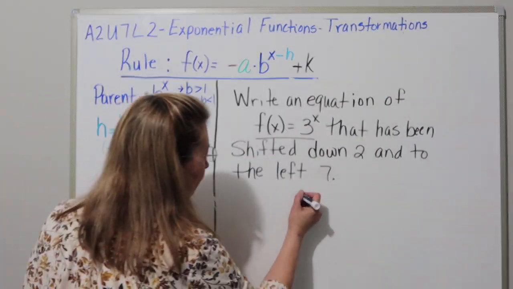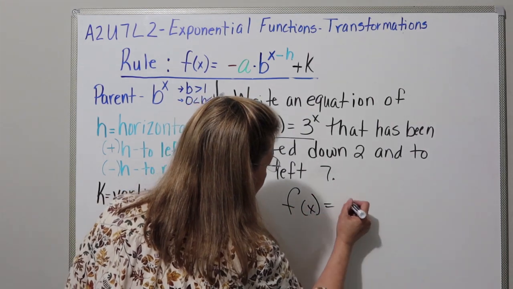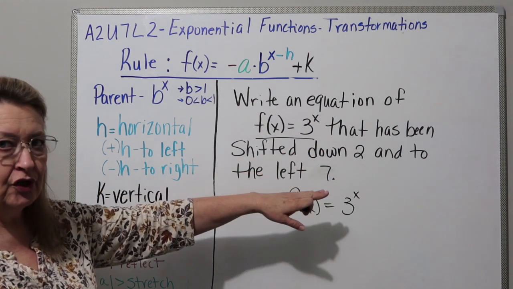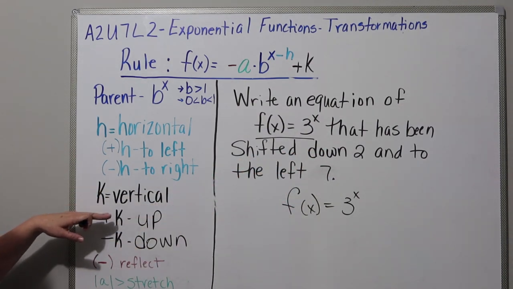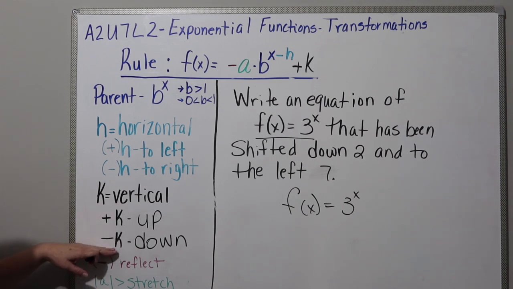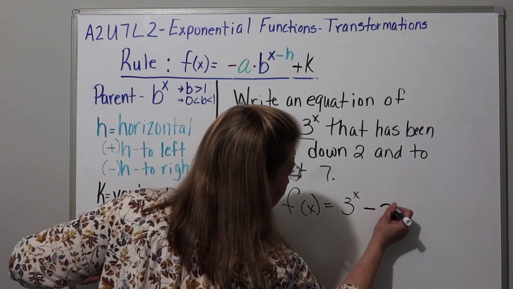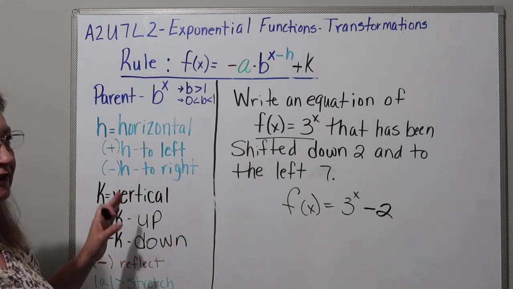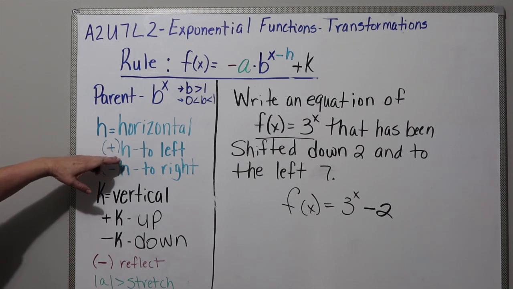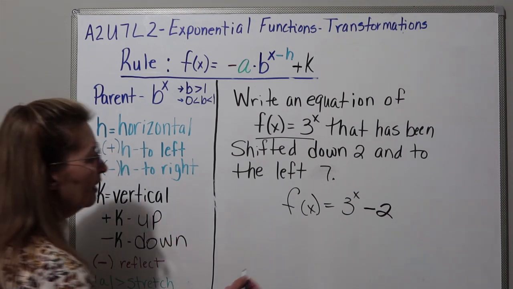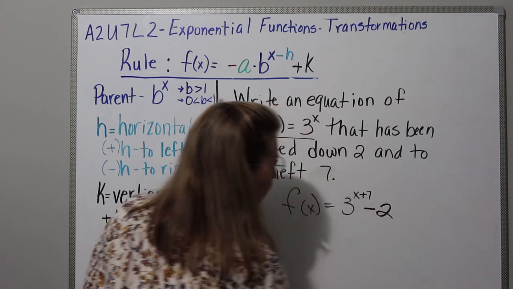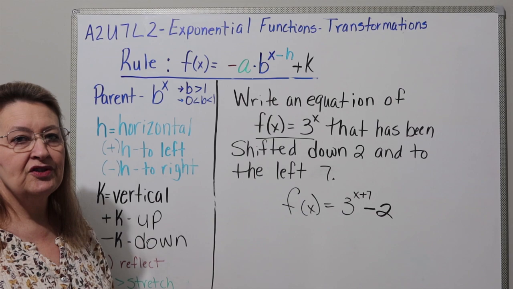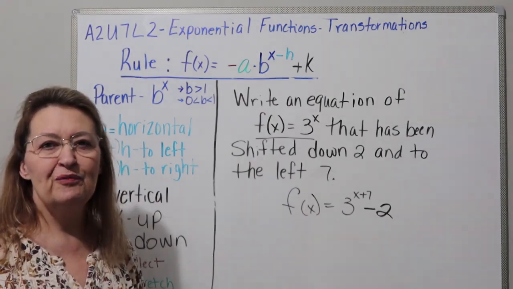So we're going to start with f of x equals 3 to the x. Now how do I show a shift down 2? Well, that's going to be your vertical shift. Down 2 means I need a minus k. So I'm going to put minus 2. That will shift the graph down 2. Now how do you shift it to the left 7? Well, that's a horizontal shift, and to the left means you need a plus h. Okay, so that's all you'd have to do. F of x is equal to 3 to the x plus 7 minus 2. And that is transformations. Good job.